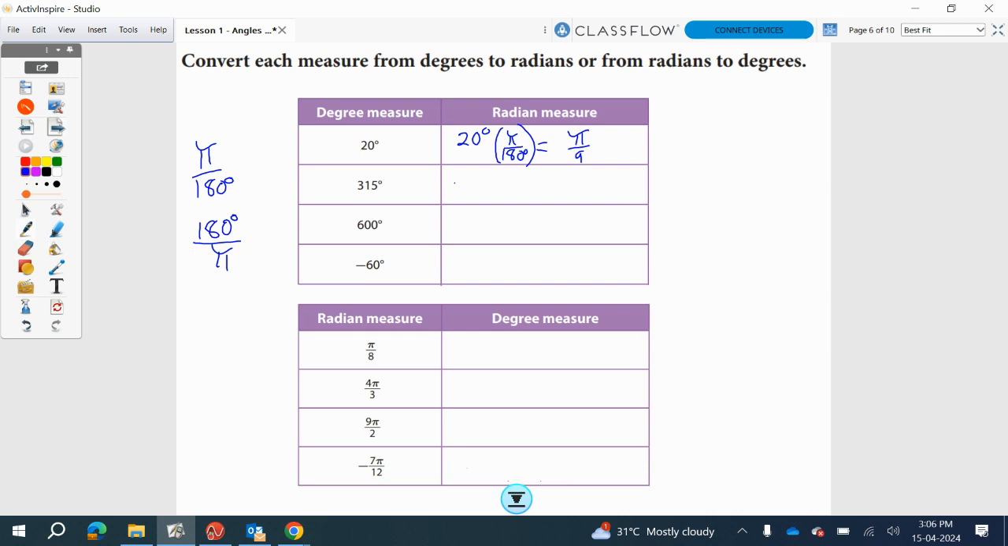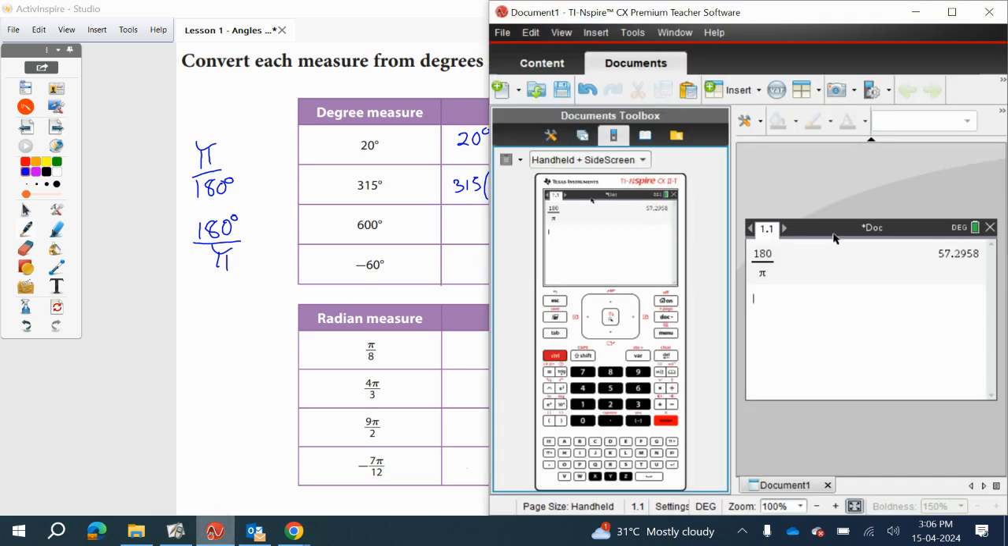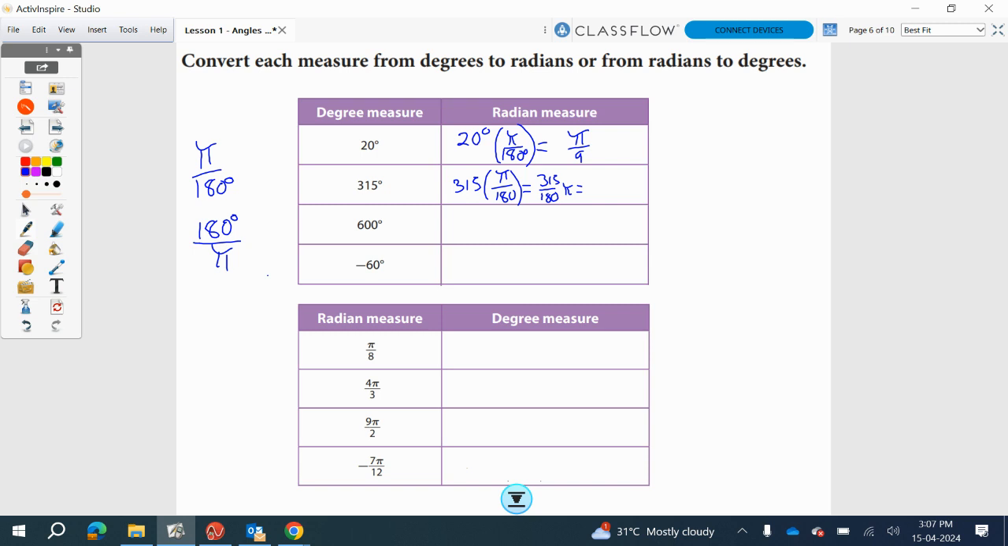Let's try the next. Just using the formula, we've got 315 times pi over 180. On your calculator, you want to leave the pi in. So you just move this across, 315 over 180 pi. Then 315 divided by 180. If it doesn't give you a fraction, press menu 2. So this is 7 pi over 4.